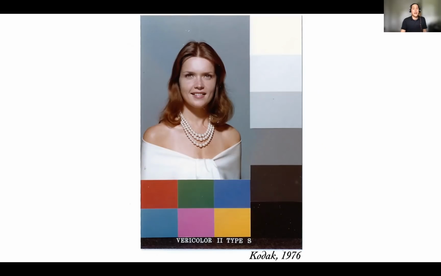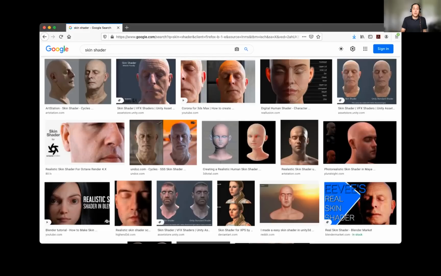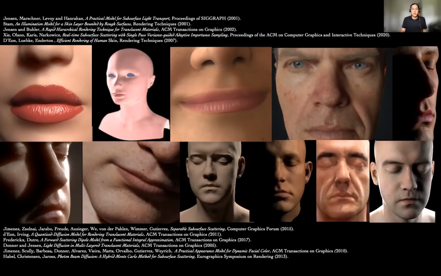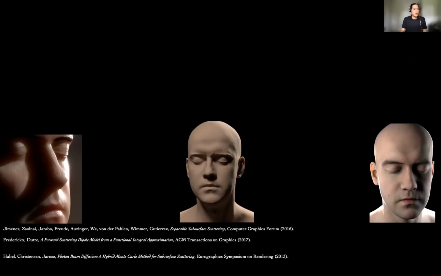So what we're doing right now, we're actually stuck back in the 70s, right? So let's go back to that Google image search that I did for skin shader, and we essentially have the 70s Shirley card, right? It's all just images of white humans. Actually, some of them are images of the same white human. What's going on here? All right, let's look at our technical publications again. So here were the technical publications that I showed you. And hey, here's that same person again, right?